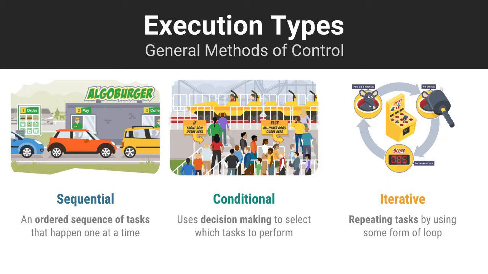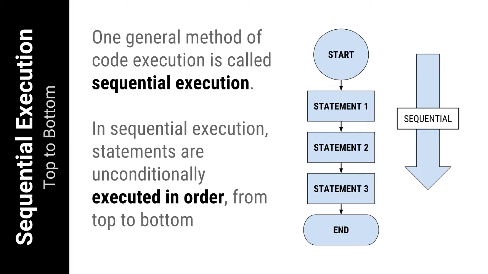When it comes to code execution, there are three general methods that can be used: sequential, conditional, and iterative. Sequential refers to completing tasks in a well-defined order, one at a time. Conditional refers to selecting what tasks to perform when, or if at all, based upon one or more conditions. And iterative refers to performing tasks in a repetitive fashion. Let's take a closer look at each one.